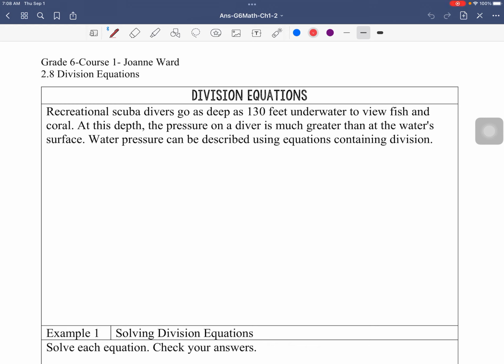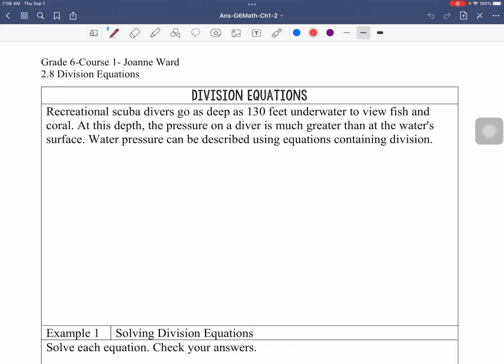So there's water pressure, the more water on top of us, because water has weight, so the more water on top of us, the more pressure that we are going to feel. Let's recall that multiplication and division are inverse operations. If an equation contains division, solve it by multiplying on both sides to undo the division.